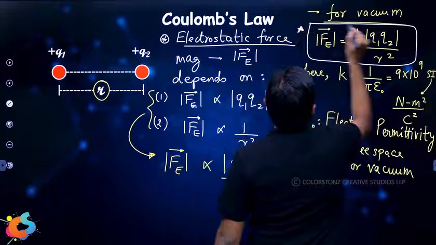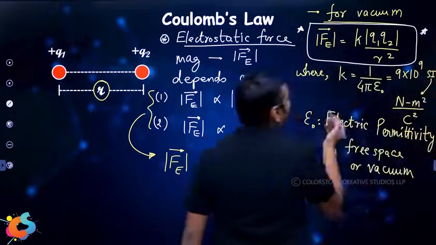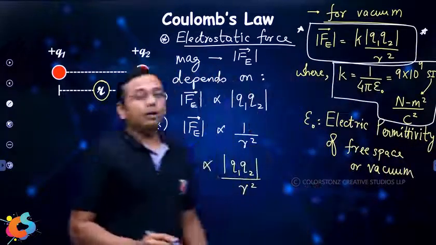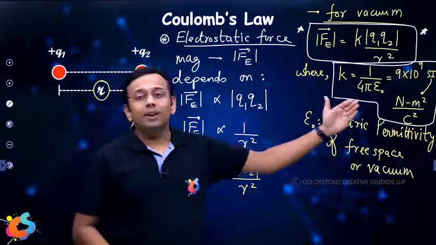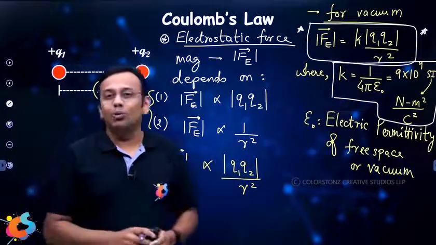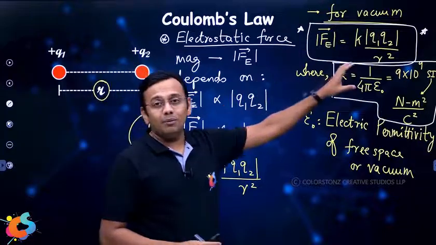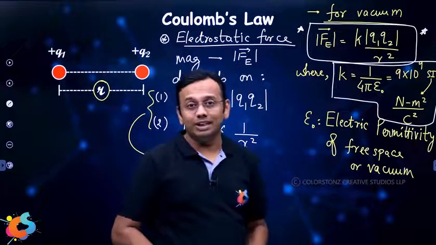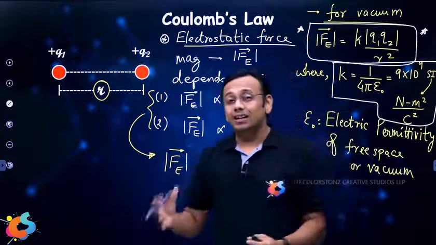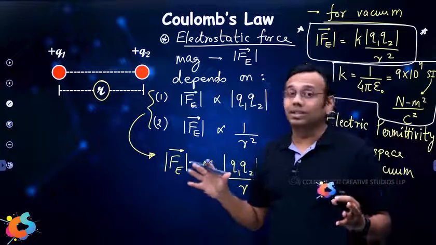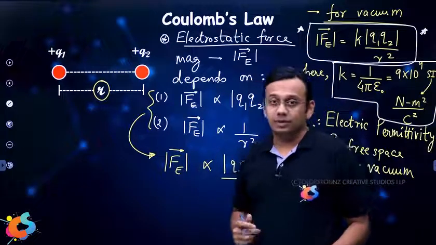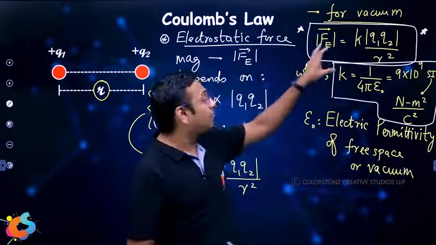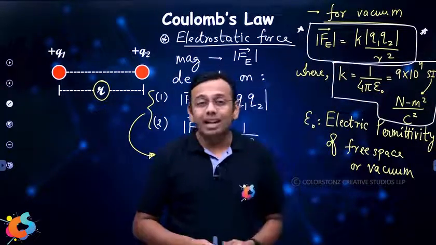And here the value of K is this: 1 upon 4 pi epsilon naught, 9 into 10 power 9 Newton meter square per Coulomb square. This formula we must remember. We can calculate the force between two particles using this formula. But still, the complete Coulomb's law has not been given. We are talking about force, so there has to be a direction also. We have given the magnitude here. But what about the direction?